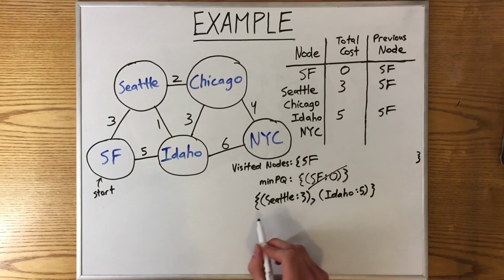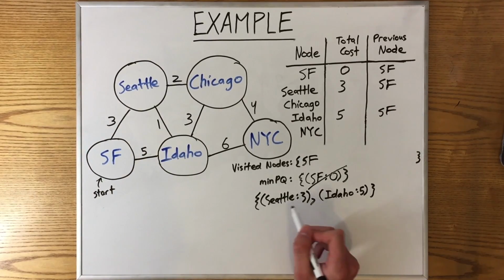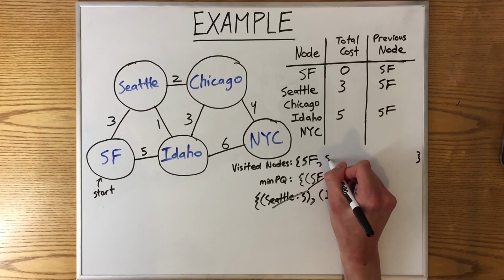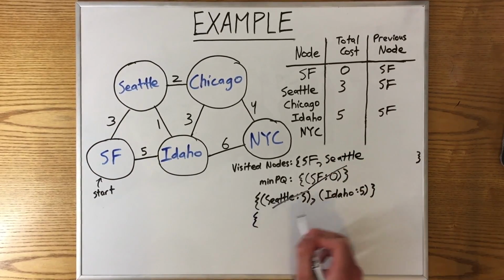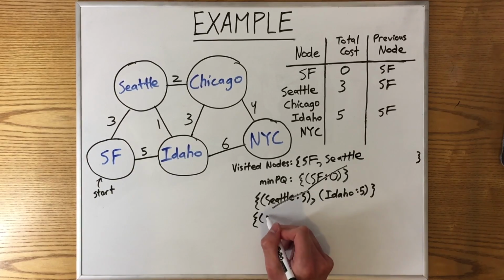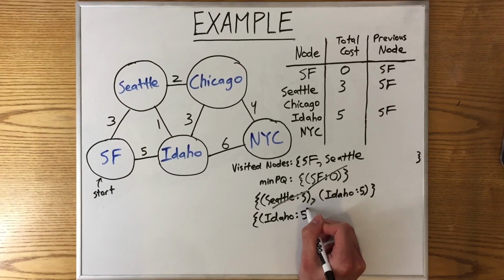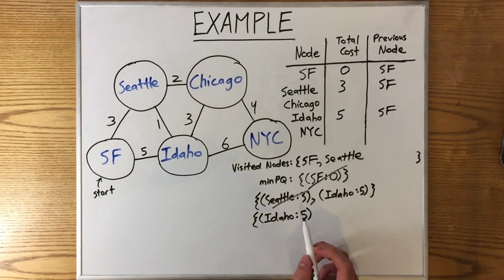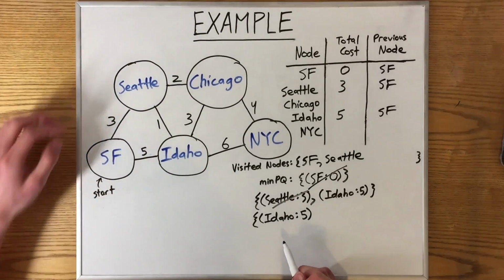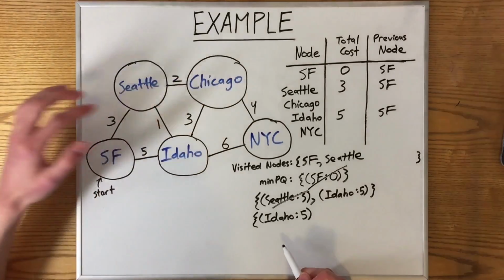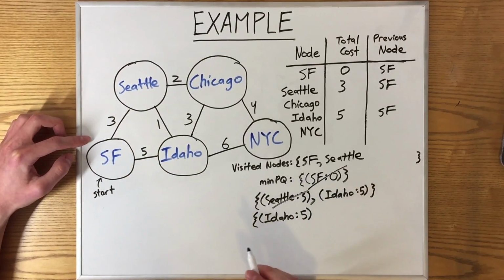Alright, so now we scan our min-PQ, look for the smallest priority element. So we see that Seattle, we remove Seattle, we add it to our visited list, and then we know Idaho is still going to be in our min-PQ, so we just copy that down into the next step with this priority of 5. And now we check all of Seattle's neighbors to see if we should add them to our min-PQ. So over here we got Seattle, we see it has 3 neighbors, so the first neighbor we check is SF, we see SF is in visited nodes already, so we just ignore it.